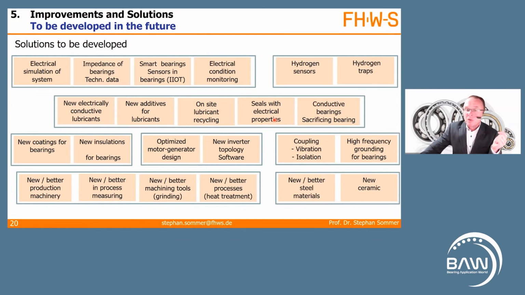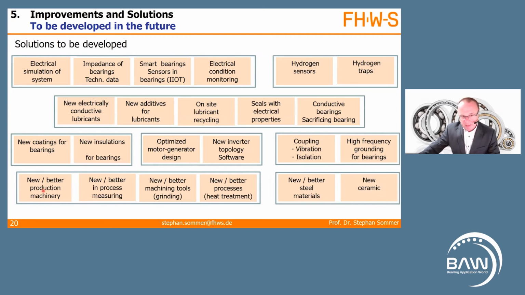Also seals with electrical properties like the brushes, or conductive bearings or sacrificing bearings are ideas. New coatings for bearings, new insulations for bearings, or optimized motor generator design, new inverter technologies. The matrix inverters don't have that common voltage problem. Or couplings that are damping the vibration, isolating the gearbox from the motor and the generator. High frequency grounding for bearings.